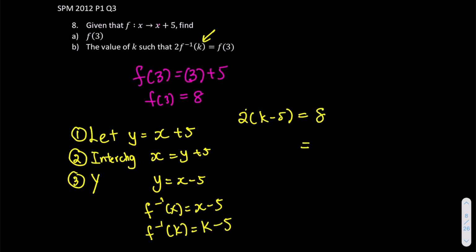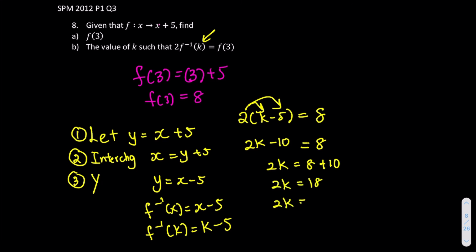Then we just need to expand. 2 times k, 2k, 2 times negative 5 is negative 10, equals 8. So I move the negative 10 to the right hand side, plus 10. So 2k is equal to 18. Divide both sides by 2. So k is just equal to 9.